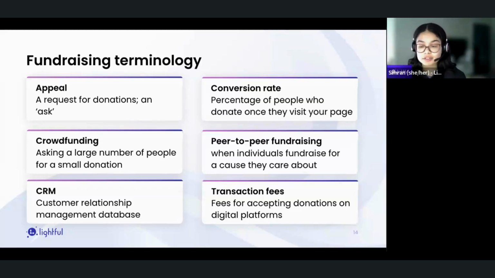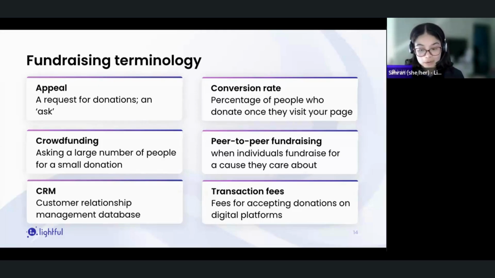And then we have crowdfunding, and this is when you ask a large number of people for a small amount of money. And it's really effective for community fundraising, and using tools like Just Giving or GoFundMe are really helpful for this. And it's also quite similar to peer-to-peer fundraising. And peer-to-peer fundraising is when individuals fundraise themselves for a cause that they care about. And some of you might have had individuals who have maybe run a marathon or done a sponsored swim on your organization's behalf, and they have set up their own page on a fundraising platform and raised money, and that's what we call peer-to-peer fundraising.